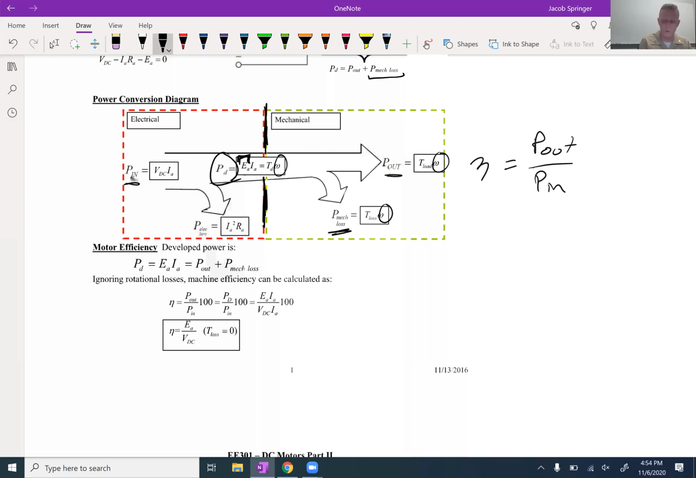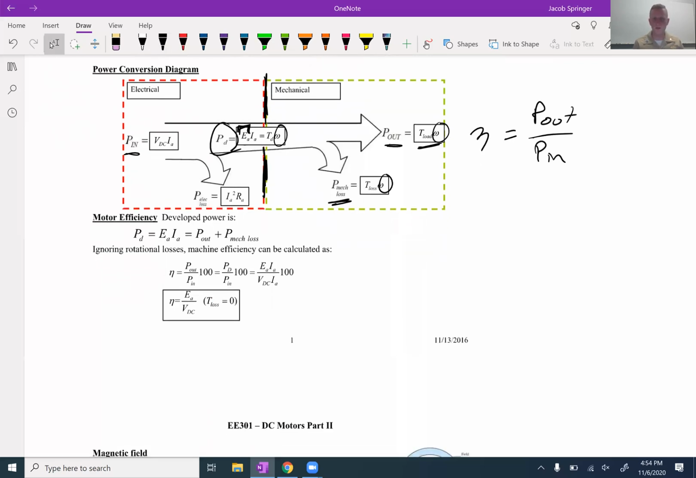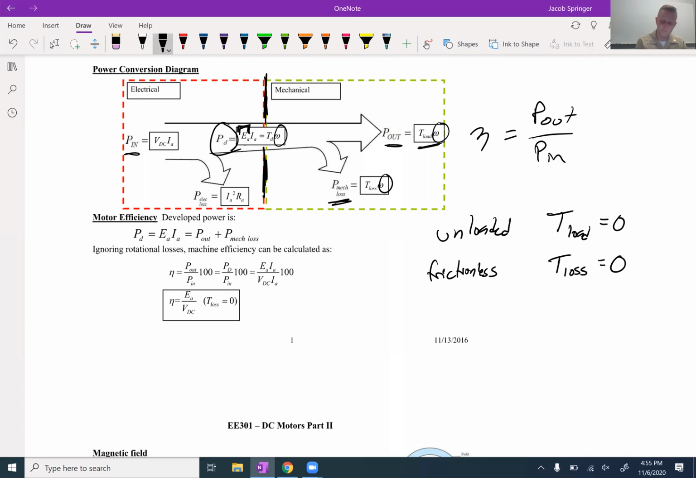And if we say an unloaded motor, I just need to spin it. I'm not putting any screw on. I'm just spinning my motor. The only thing holding it back is friction. And that would be the T load, would be 0 in an unloaded situation. In fact, I'll have you just write it down. Unloaded, T load equals 0. No rotational losses or frictionless is where T loss equals 0. That'd be 0 watts. No, not 0 watts. Newton meters.